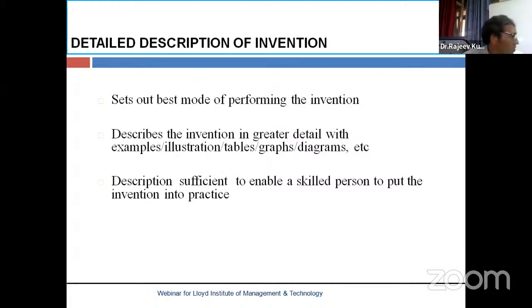Then detailed description of invention. It sets out the best method of performing the invention. Means किस condition में आपकी invention सबसे अच्छा काम करती है. So you have to give the complete disclosure for that. So it describes the invention in greater details with examples, illustrations, graphs, and diagrams. So description should be sufficient to enable a person skilled in the art to completely reproduce that invention or to practice that invention.